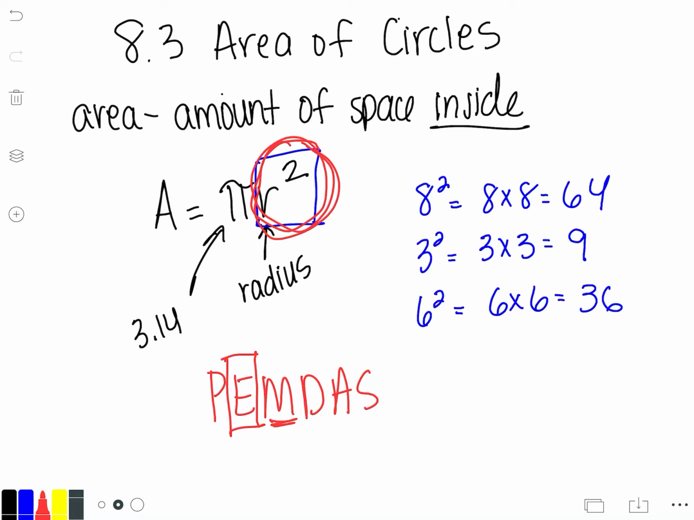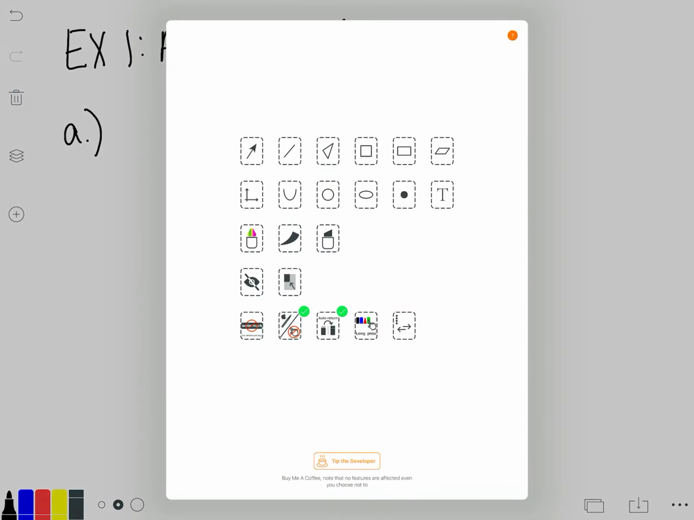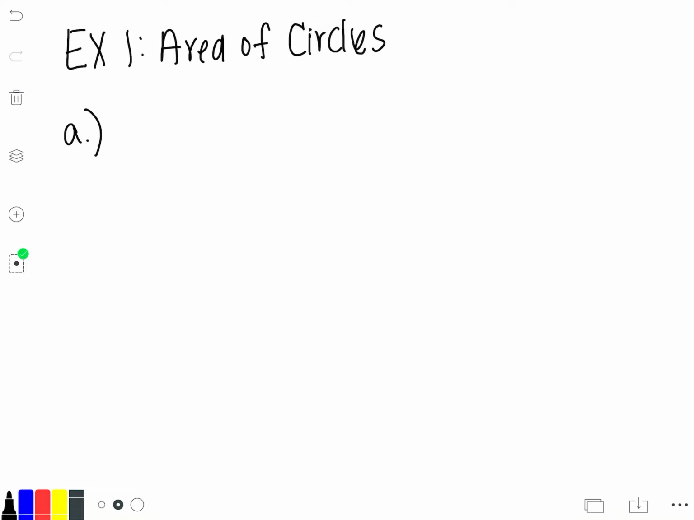So here's your first example. I'm going to clear my page. If you have to pause the video, you can go back. So example 1 is area of circles. And the next video will be semicircles. So let's say you have a circle that looks like this. I'm going to draw it all perfect for you. Let's see. Oh, that's not perfect. That's a dot. Let me try again. Okay, good. And let me give you the radius here, which is 7 centimeters.